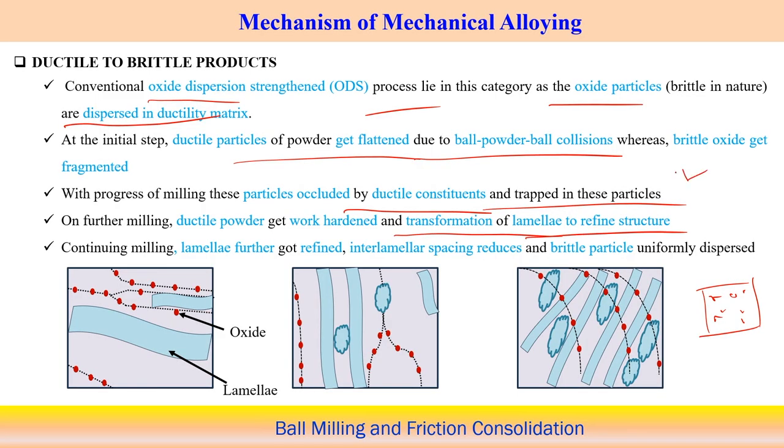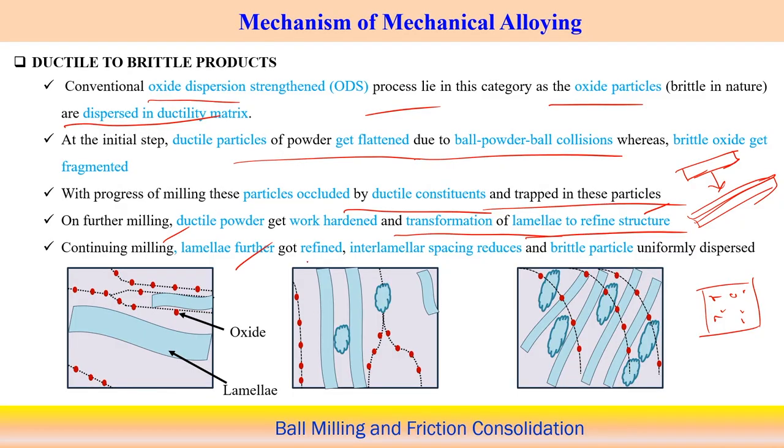So when ductile particles are there, they will try to produce the lamellar structure, and after that, as they work harden further, they become brittle and fracture, making a very fine structure. Continuing milling, the lamellar structure gets further refined and the interlamellar spacing reduces, and the very fine brittle particles are uniformly dispersed throughout the structure.